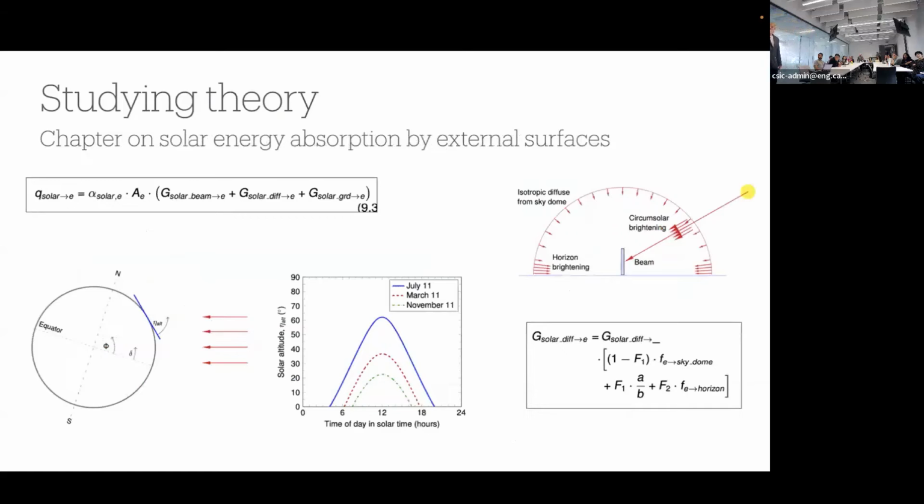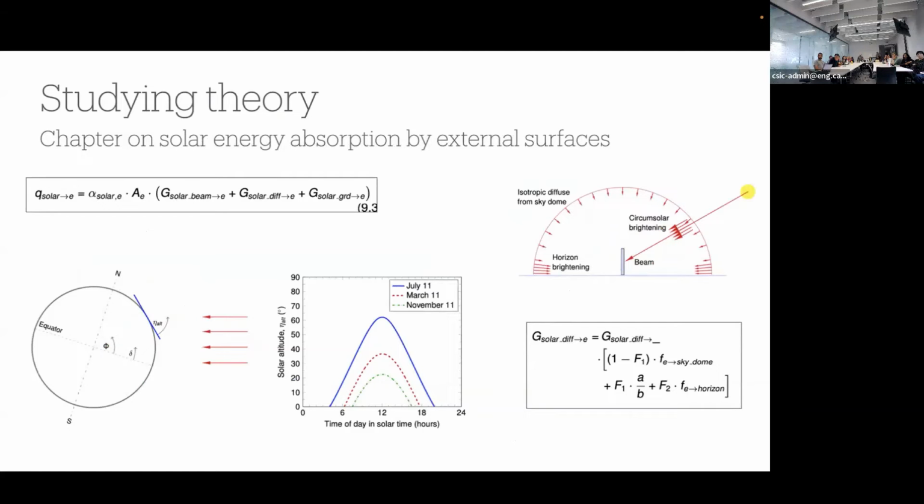Here's another example on the treatment of theory. In this case, this is solar energy absorbed by external surfaces. So a lot of the students who take my course and get into this BPS domain might not understand things like solar angles. So a little bit of treatment of that so that they can understand what's the geometrical relationship between the sun position and a building surface.